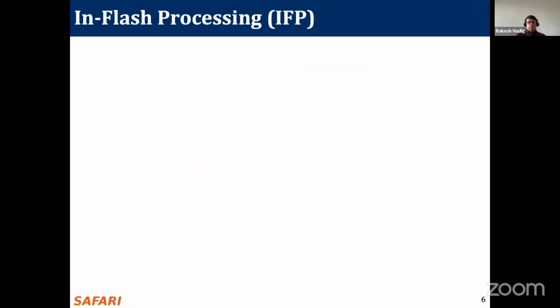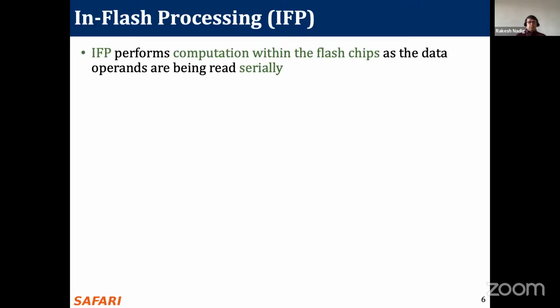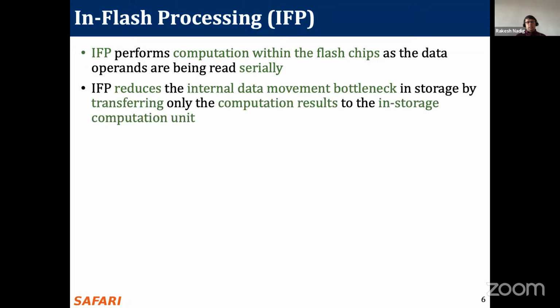Now we look at in-flash processing, where we improve this further and move the computation to where the data actually resides, which is the NAND flash chips. IFP performs computation within the flash chips as the data operands are being read serially. IFP reduces the internal data movement bottleneck by transferring only the computation results to the in-storage computation unit.